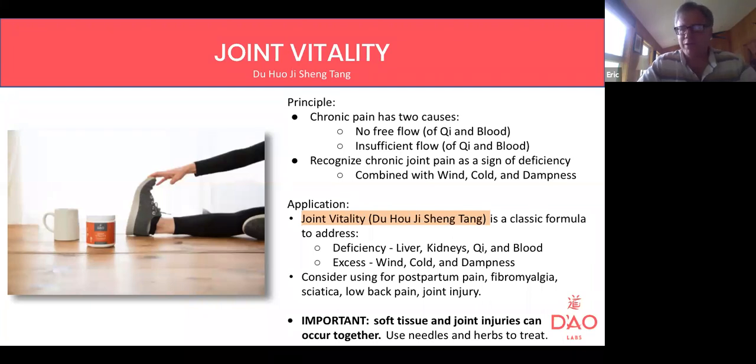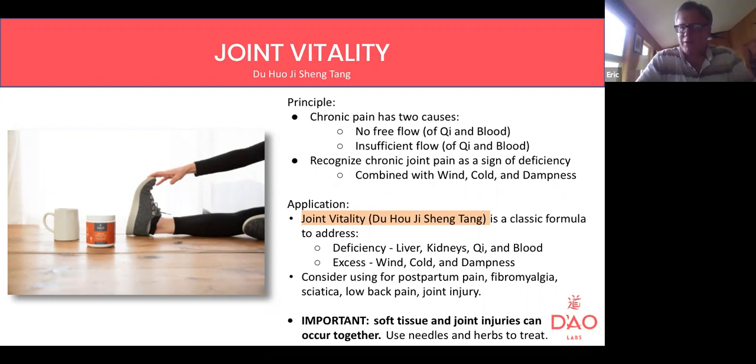And we want to recognize, especially chronic joint pain, as a sign of deficiency, a vulnerability in our bodies that allows those external pathogens, wind, cold, dampness, potentially heat, to invade, to attack the joints and cause chronic pain.